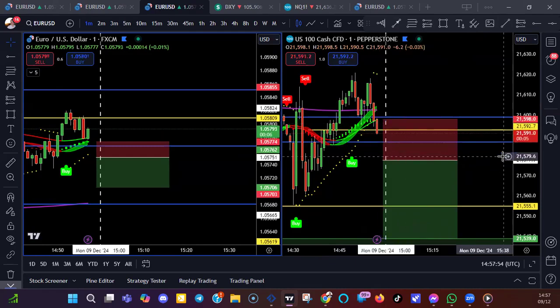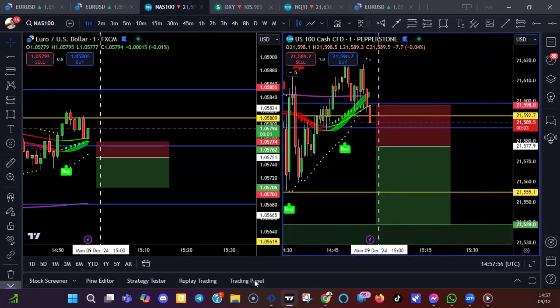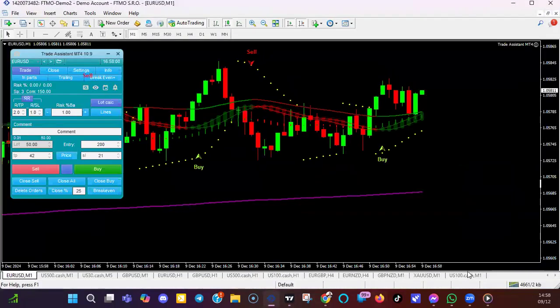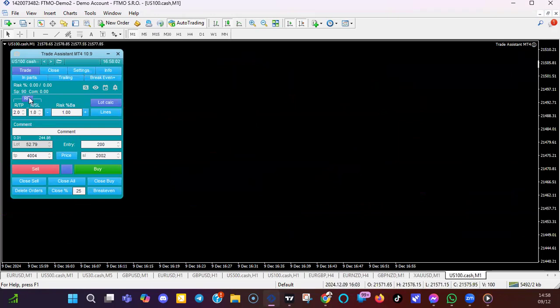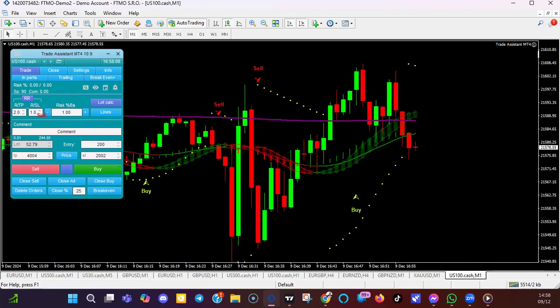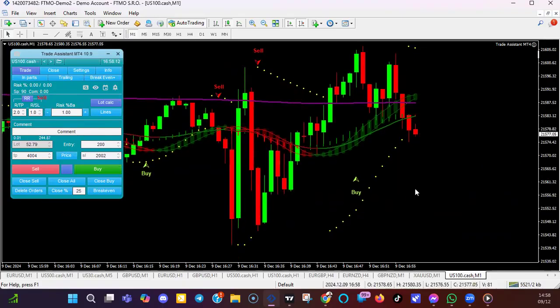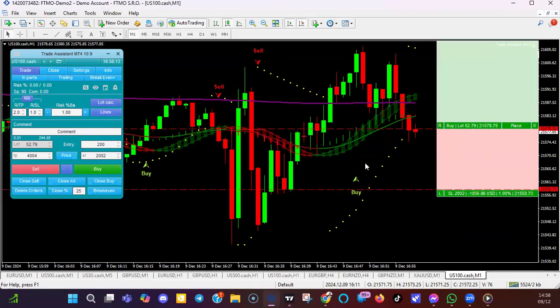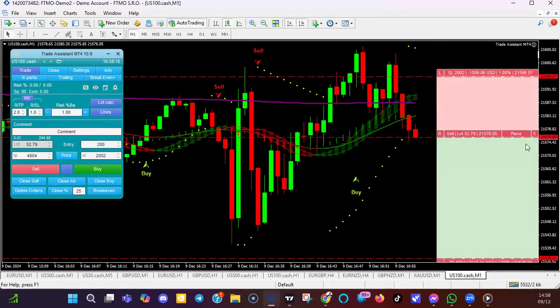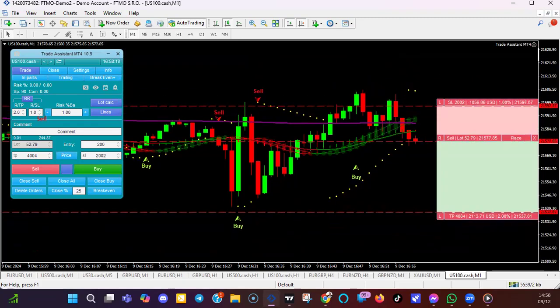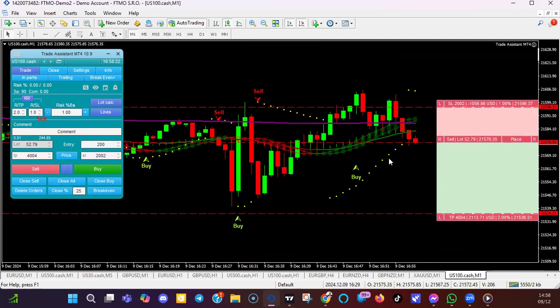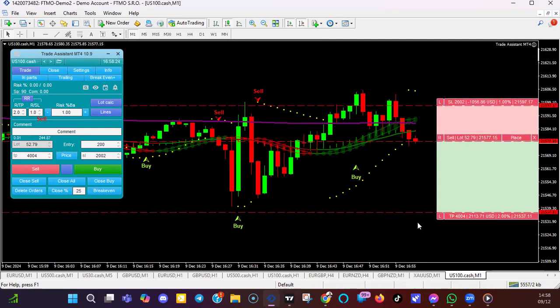Turning it over to the NAS 100. Make sure you've got your risk to reward in purple, your lot calc in purple. Oh, there we go. Keeping 2 pips away. Like I said, if price does go down here, I'll be in buy zone territory.